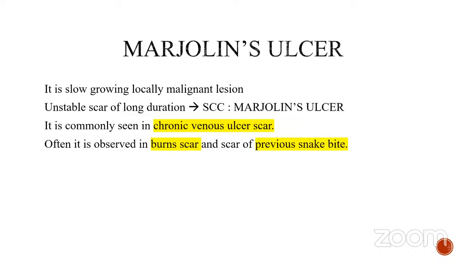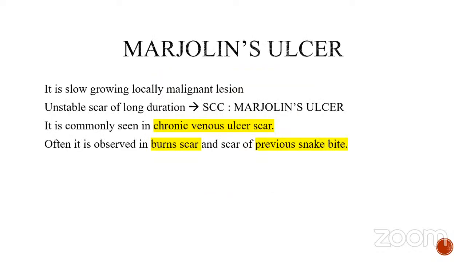So in addition to chronic venous ulcer, it can also come from a burn scar, and even a previous snake bite. Both the snake bite as well as burn, healing usually happens by scarring, right? So when healing happens in these burns as well as in snake bite by scarring, there's a slight chance that eventually it might lead to a squamous cell carcinoma.